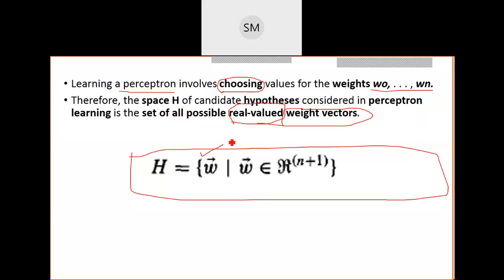So here w's are nothing but weights. And what do these weights belong to? These weights belong to one more set, that is the set of weight vectors. The set of weight vectors is represented by this mathematical symbol, a capital R to the power n plus 1. Okay, which is nothing but the set of weight vectors. To this set, this weight vector also belongs. Okay, so here H is nothing but the hypothesis space, where we are getting the set of weight vectors.